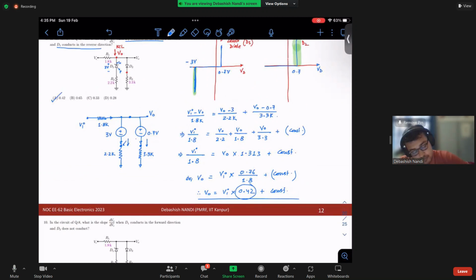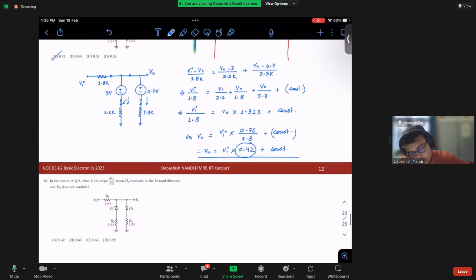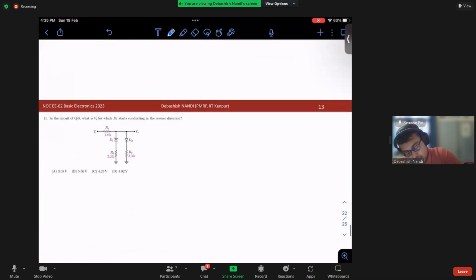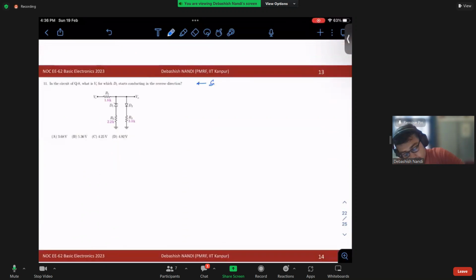Okay, this is also a similar problem. I am not solving this. I'll upload the solution. And due to time constraint, let me go to the other type of problems. This is again a similar problem. Solution I will upload.